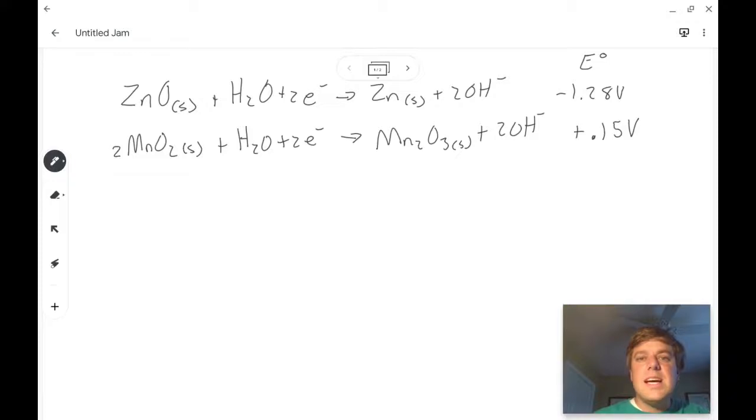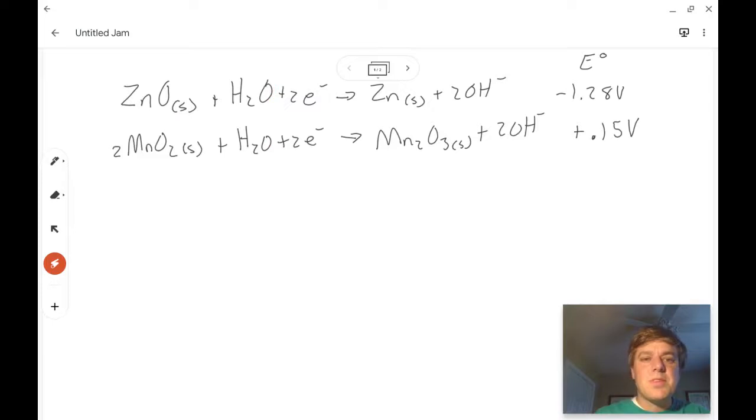The first one I have, I'm going to talk about what happens inside of a traditional alkaline cell, either a double A or a triple A or a C cell or a D cell. It's all the same chemical reaction. So what I have right here are two reduction half reactions. They're reduction because electrons are on the reactant side. These are gaining electrons as you go.